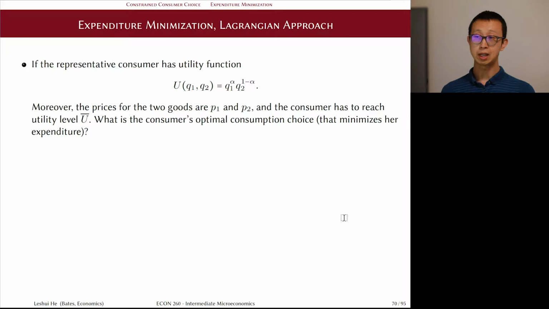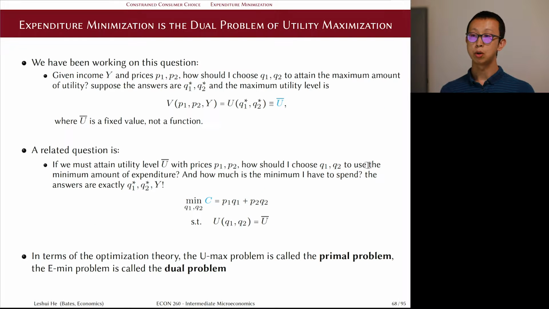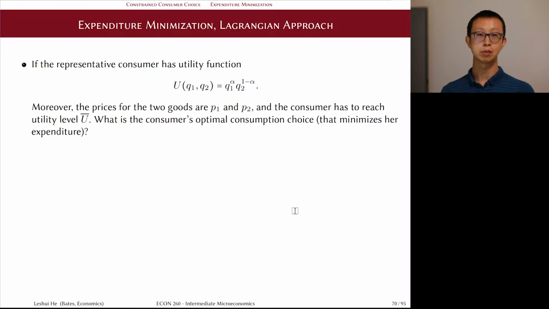Well, we have never encountered this problem before. But as we mentioned briefly in the previous video, this is just another constraint optimization problem with a single constraint. The difference is that now we're trying to minimize the expenditure as the objective, as opposed to maximizing the utility. Now let's try to write down our problem in the form of an optimization program.